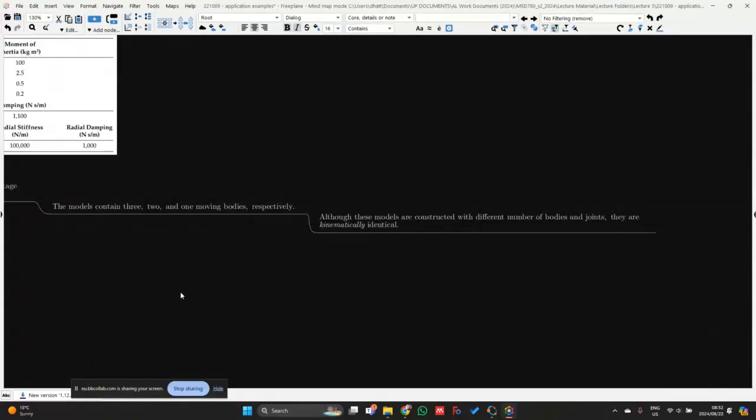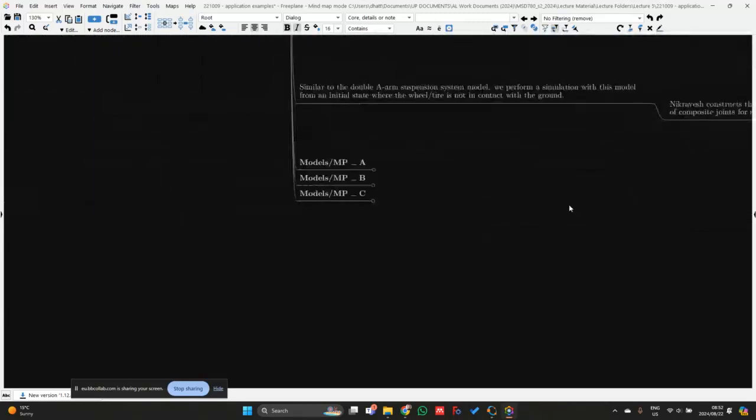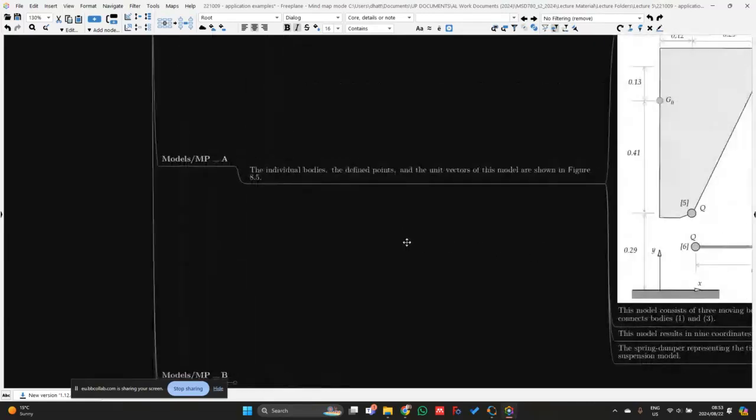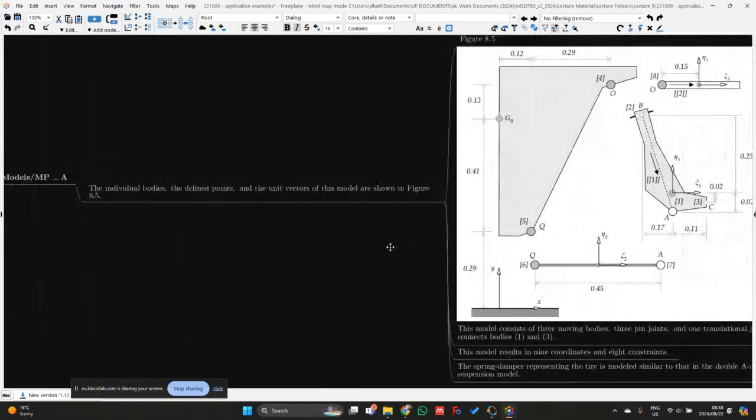We're going to look at that in a moment, but we specify that they are kinematically identical, not dynamically identical. Depending on the number of bodies you have, your mass and moment of inertia properties are going to change, so you're not going to get the same forces out. To illustrate this, we can look at the first example over here, which is McPherson A. The individual bodies, the defined points, and the unit vectors of this model are shown in figure 8.5.